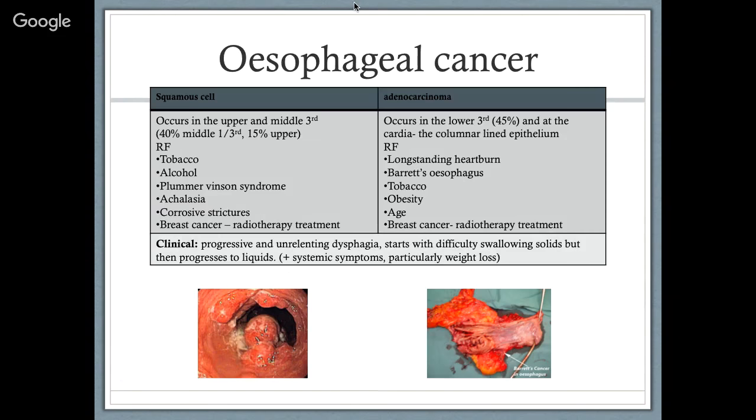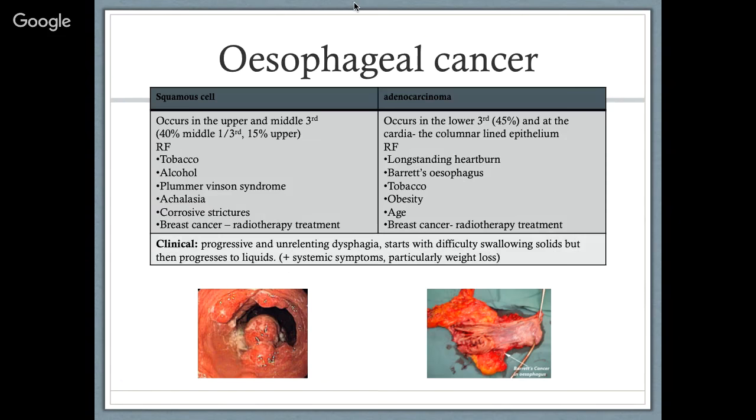And adenocarcinoma is associated with Barrett's esophagus, so that's when you get the metaplasia, and over time you've got inflammation and epithelial change, and then you can get an adenocarcinoma. Squamous cell happens in the upper part, and that's obviously more associated with tobacco and alcohol. And again, with any cancer, you'll have progressive and unrelenting dysphagia, starting with difficulty swallowing solids, but then progressing to liquids.